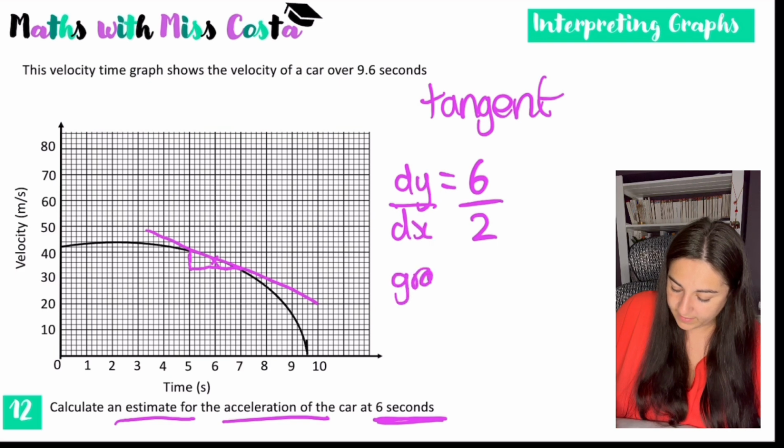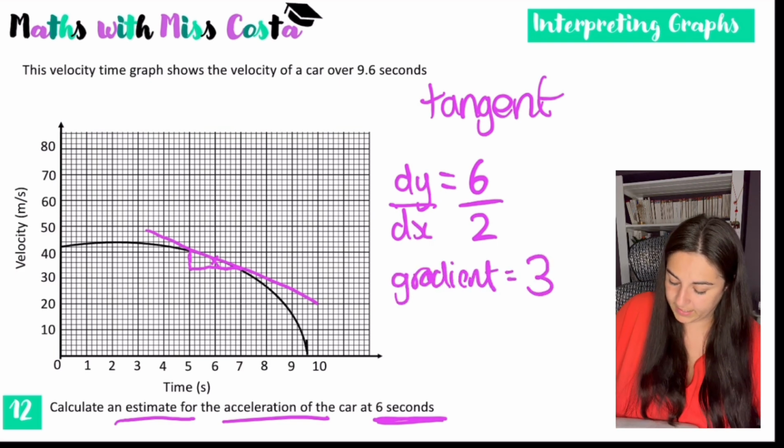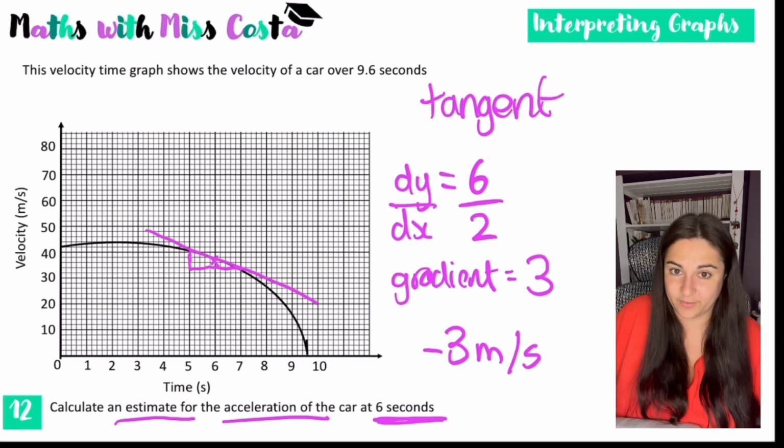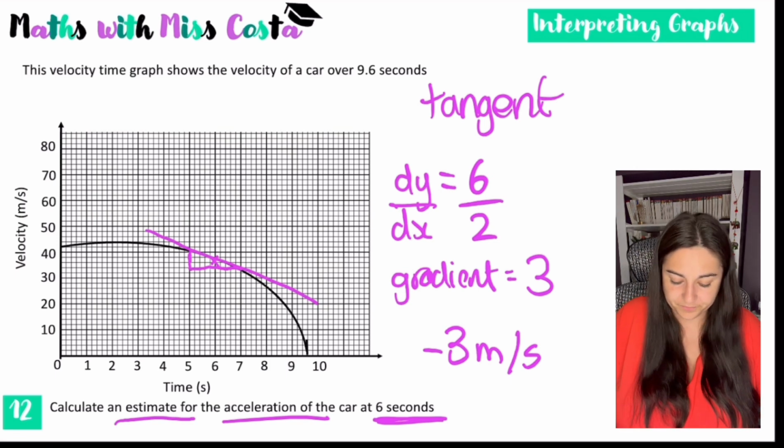So therefore the gradient would be 6 over 2, which is 3. So an estimate for the acceleration of the car at 6 seconds would be 3 meters per second. And because it's a negative gradient, the car is decelerating, it would be -3.